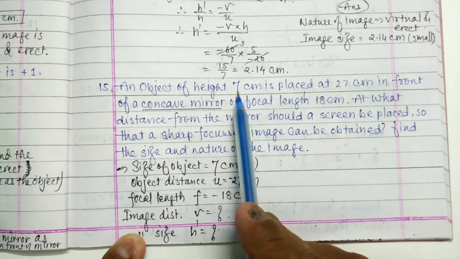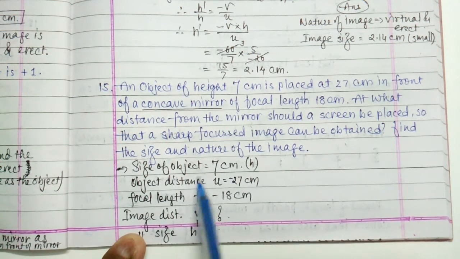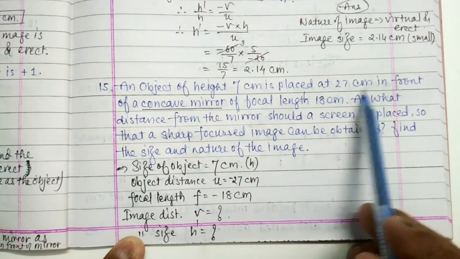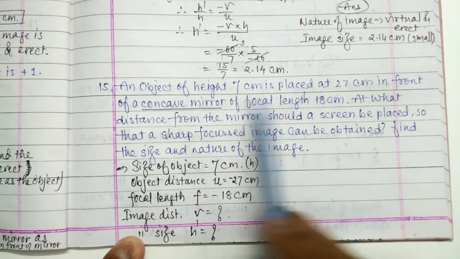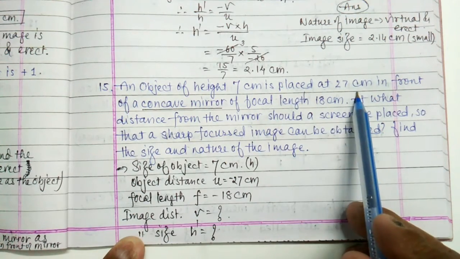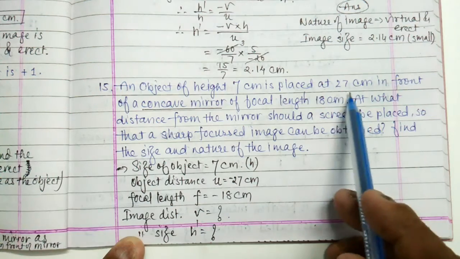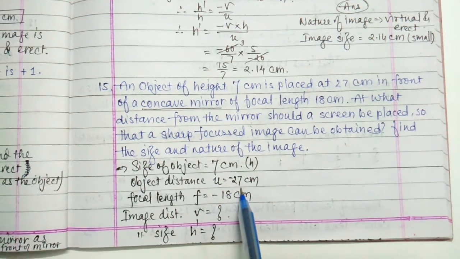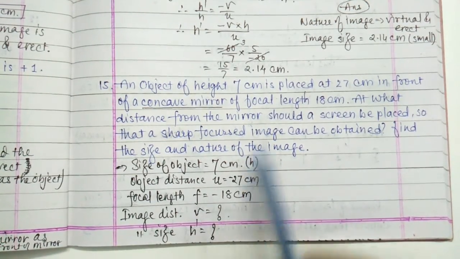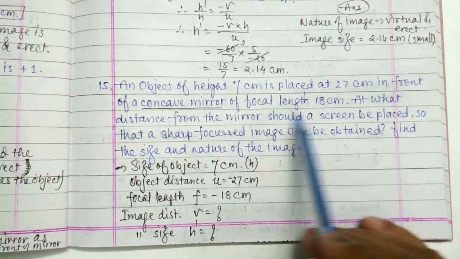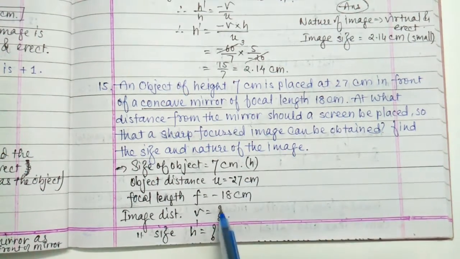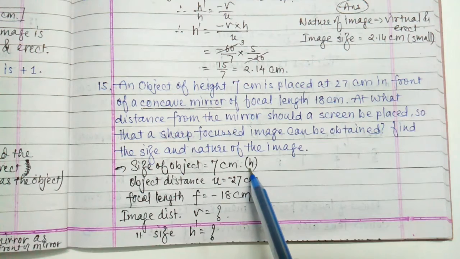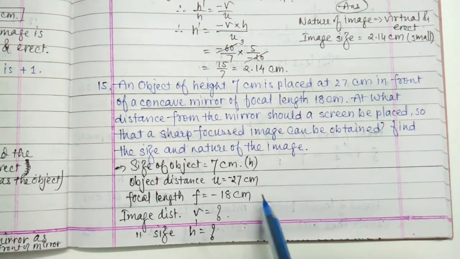Now the object height is 7 centimeter, so h is equal to 7 centimeter. The object is placed at 27 centimeter. The object distance is always negative, so u is equal to minus 27. The focal length f is 18 centimeter, but the focal length of a concave mirror is negative, so it is minus. This is all due to the Cartesian sign convention.